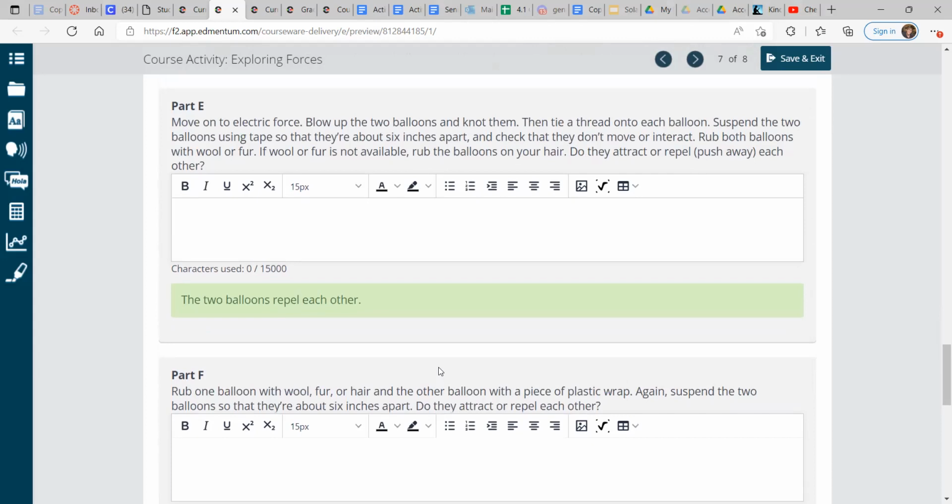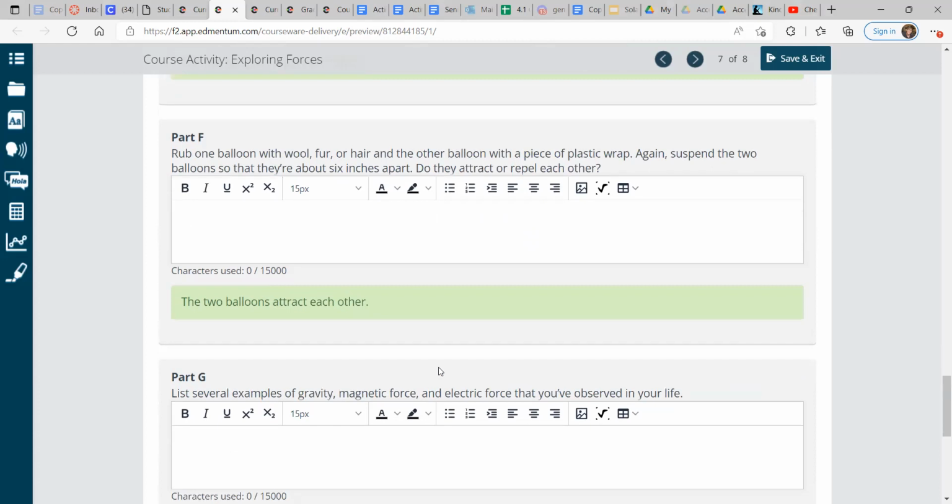Part E talks about electric force. Blow up the two balloons and knot them, then tie a thread onto each balloon. Suspend these two balloons using tape so that they're about, not 6 feet, 6 inches, so half a foot apart, and check that they don't move or interact. Rub both balloons with wool or fur. If wool or fur is not available, rub the balloons on your own hair. Do they attract or repel each other? They both repel each other.